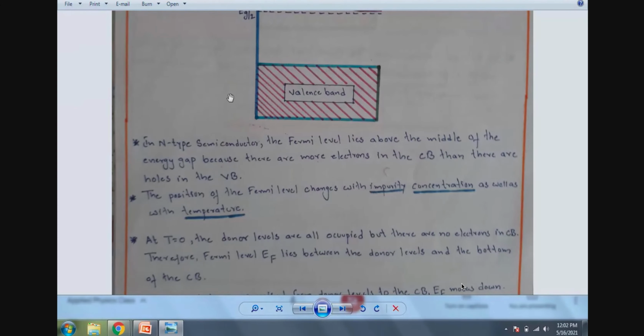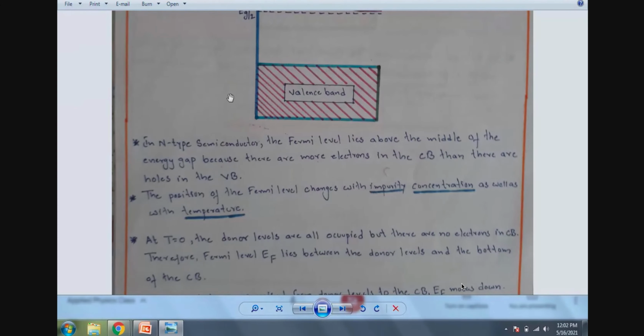Now let me apply this value of EF. Let me substitute this EF in equation 1. What is the equation 1 you got here? In equation 1, this one.